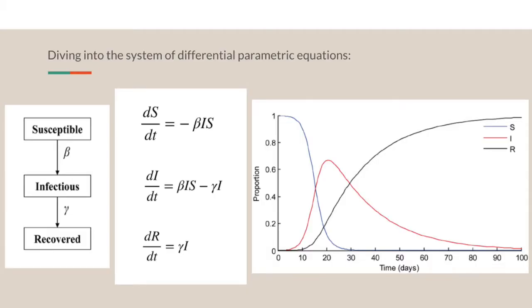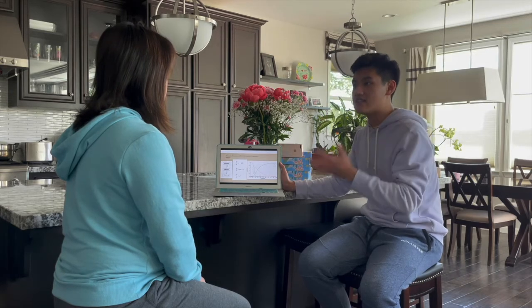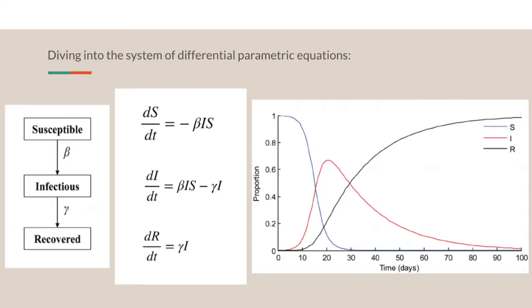dS over dt is equal to negative beta times I times S. If you remember, we already talked about how the differential equation for susceptible populations, the rate of change for susceptible populations, is very much based on the contact rate between the infected and the susceptible. But there's also a proportionality constant.